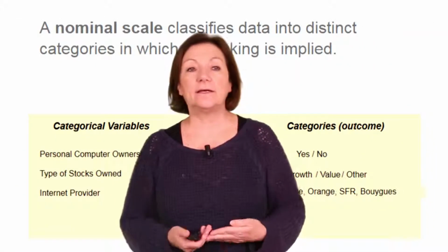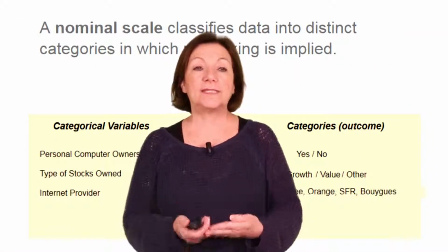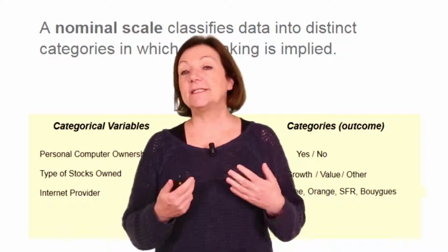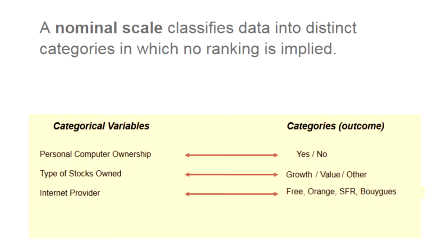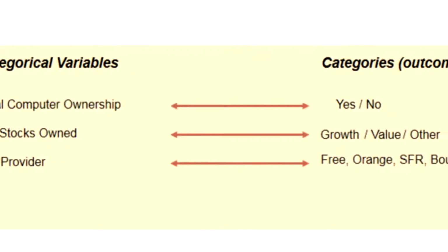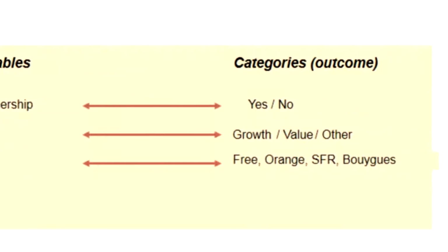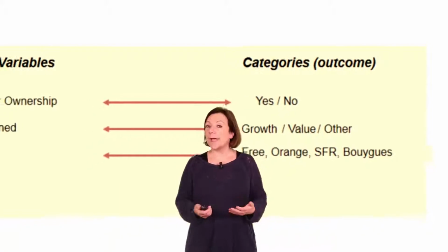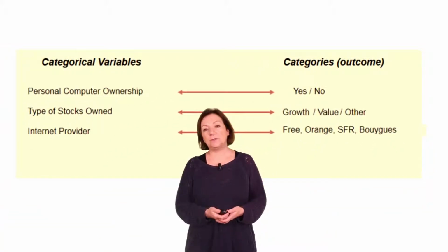If I take the second example, which is the type of stocks owned, we can have stocks from a stock market, we can have growth stocks, value stocks, or other types of stocks, where there is no real ranking implied between those various categories.